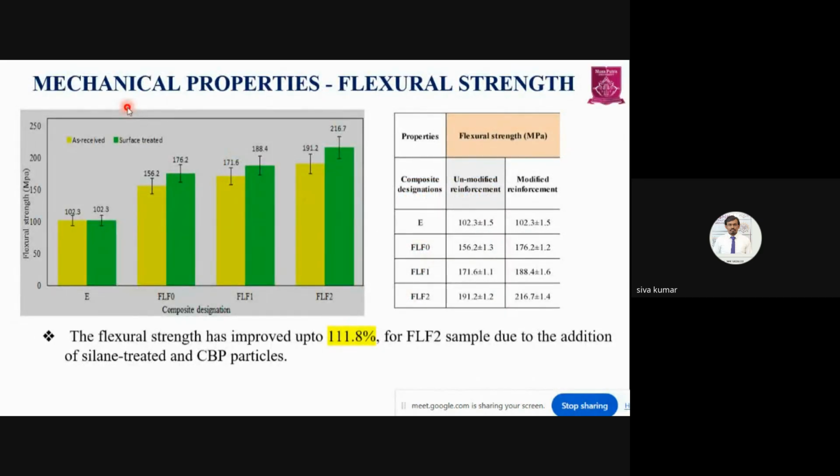The flexural strength is also represented here by a graphical representation. It has increased by 100 percent for FLF2 compared to epoxy. So there is a more significant improvement in flexural strength also when adding CBP and silane treated.